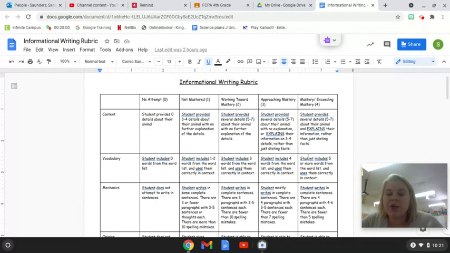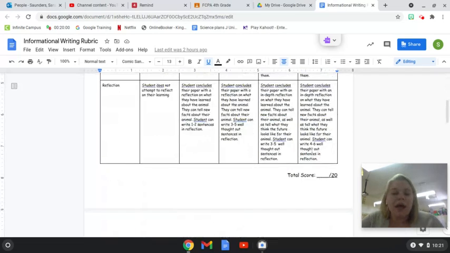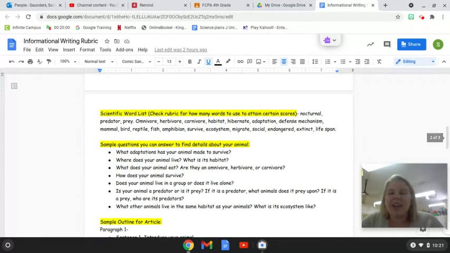It's going to tell you, like in vocabulary, in order to get the full 4 points, you need to include 5 or more words from the word list and use them correctly. I'm going to go over what that word list is in a minute. To get 3 points, you use 4 words from the word list correctly. To get 2 points, use 3 words and use them correctly. So if you want the best score, it tells you exactly what you need to do.